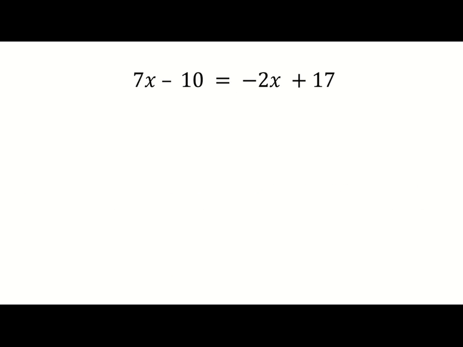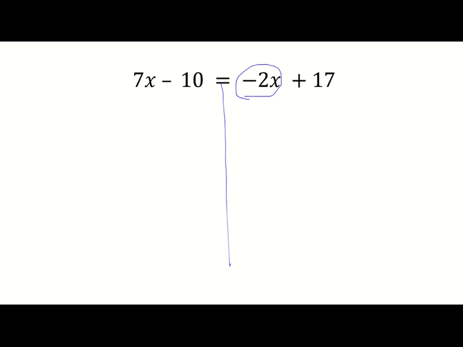Our first example of solving equations with variables on both sides is 7x minus 10 equals negative 2x plus 17. So what I'm going to do to solve this equation is of course split this into left side versus right side. And what I want to do is get all of my variable terms on the same side of the equals. So what that means is I can either move the 7x to the other side with the negative 2x, or I can move the negative 2x over with the 7x. What I'm going to choose to do, because I like to keep numbers positive, is move the negative 2x to the other side.